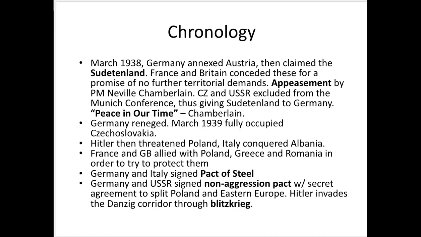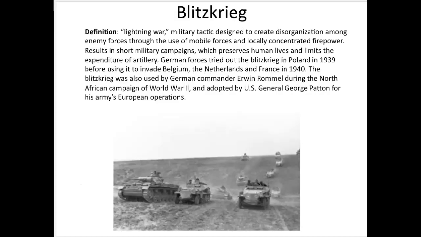And Germany and Italy signed the Pact of Steel, like we've talked about when we learned about fascism. Germany and the USSR signed a non-aggression pact with a secret agreement to split Poland again and the rest of Eastern Europe. And then Hitler invades the Danzig corridor through Blitzkrieg, right? And so this kind of gets us to the beginning of the war itself.